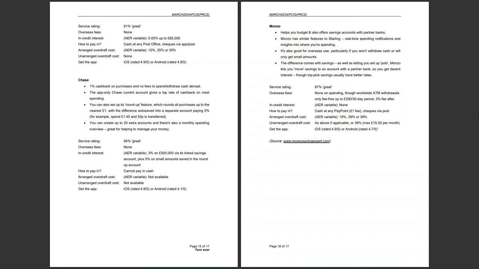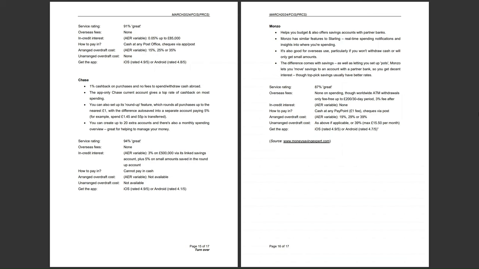For example, it might apply to London Underground spending, it may not. You can also set up its roundup feature, which rounds all purchases up to the nearest £1, with the difference auto-saved into a separate account, paying 5%. For example, spend £1.45 and 55p is transferred. Just like the 1% cashback, this is a nice perk and a nice idea, although some might argue that it's slightly gimmicky, given the benefit is likely to be quite minimal.